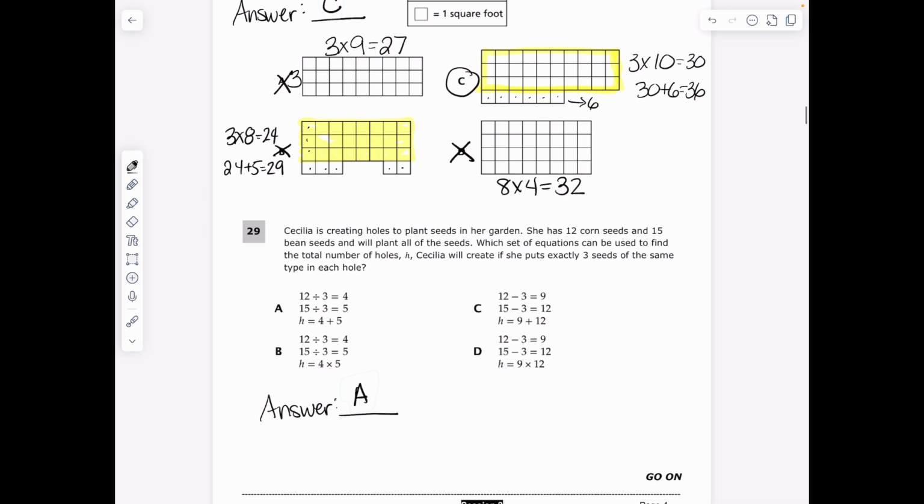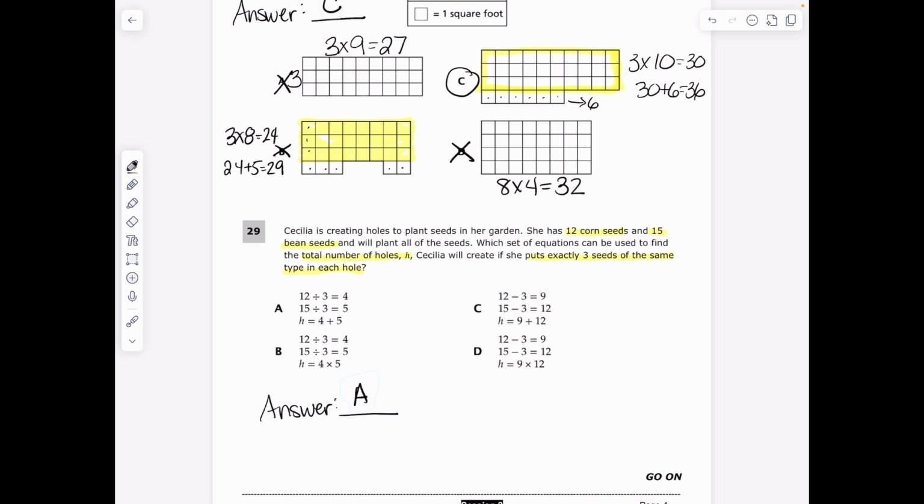Let's look at 29. Cecilia is creating holes to plant seeds in her garden. She has 12 corn seeds and she has 15 bean seeds, and she'll plant all the seeds. Which set of equations can be used to find the total number of holes, H, if she puts exactly 3 seeds of the same type in every hole?